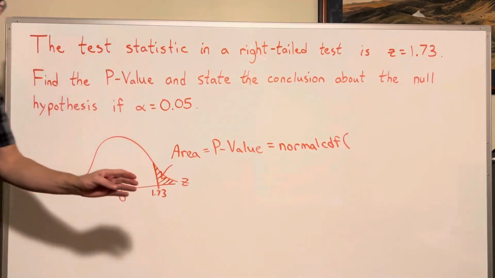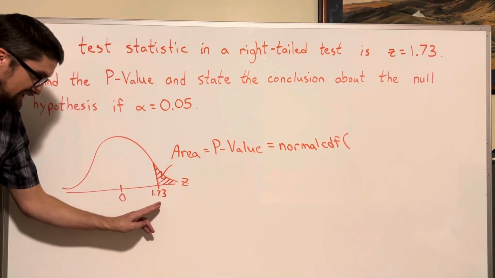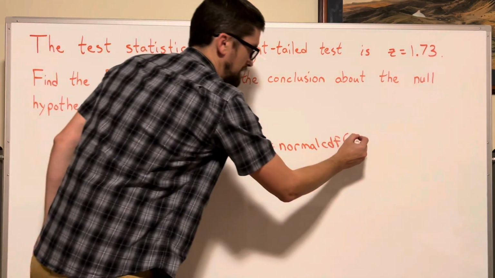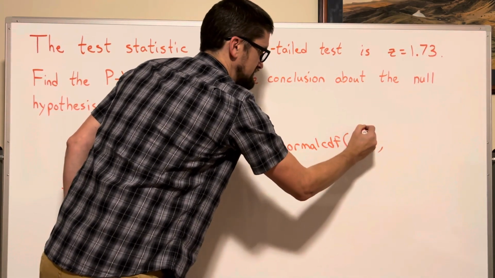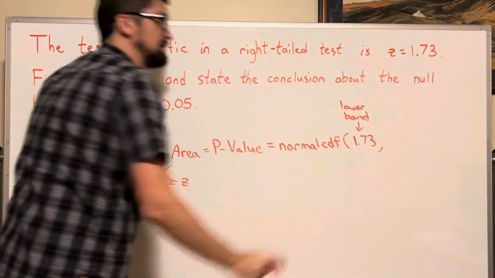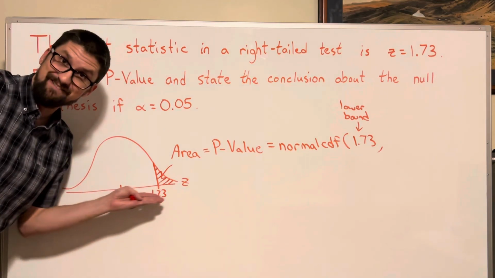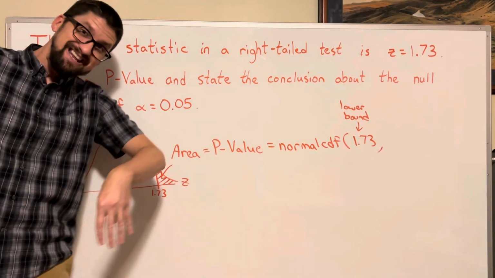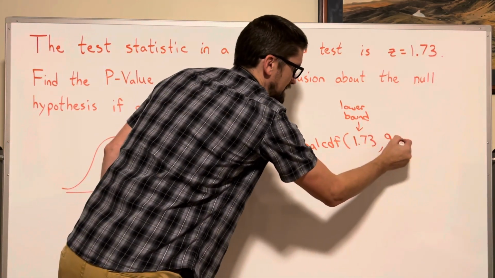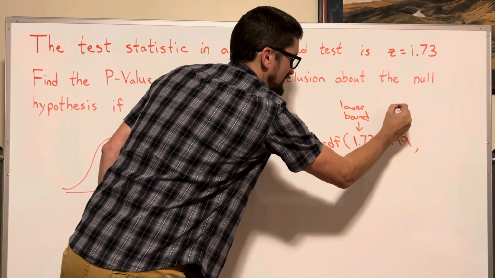Now you have to tell it a few things. You're going to have to tell it the lower bound, in this case 1.73. This is the lower bound. Tell it the upper bound, which is infinity. We can't put infinity in the calculator, so we can just use 999. That's the upper bound.